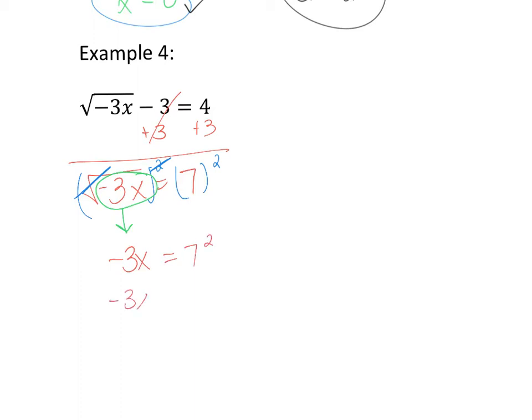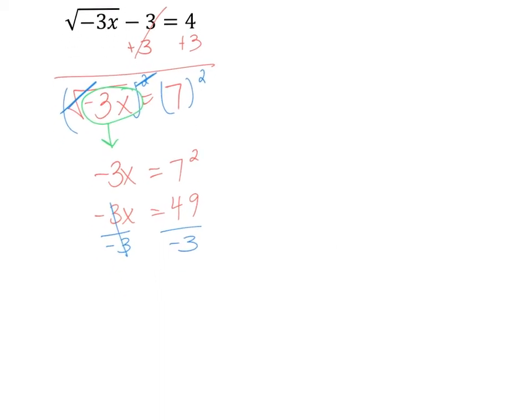We know that 7 squared is 49. We are not done though because we need to divide each side by a negative 3. These will cancel out, and now I have x all by itself. These are not divisible, so I want you to keep it in the fraction. Keep it in the fraction.